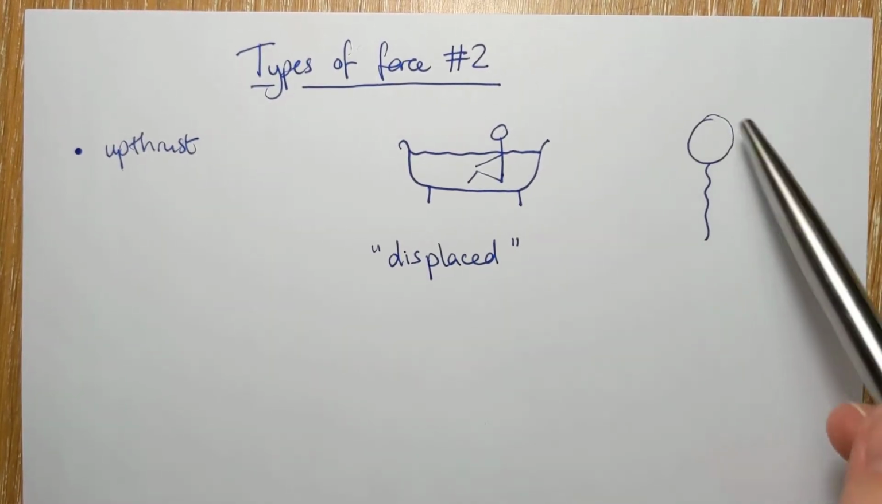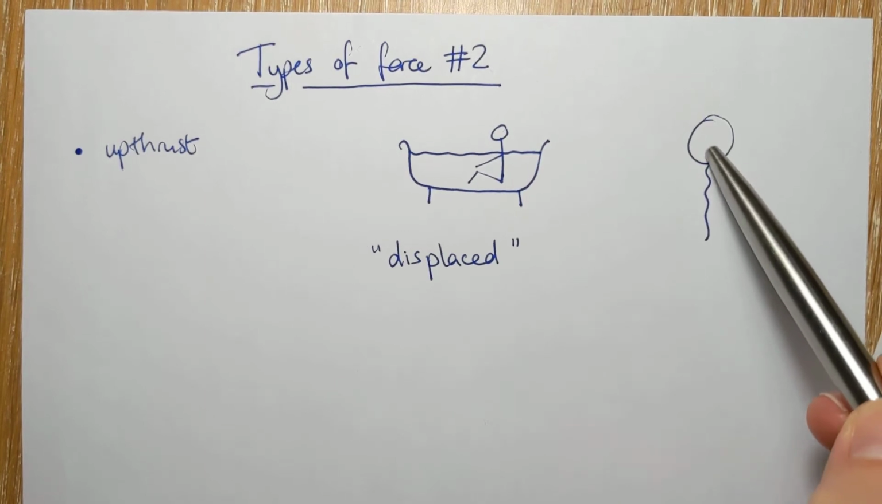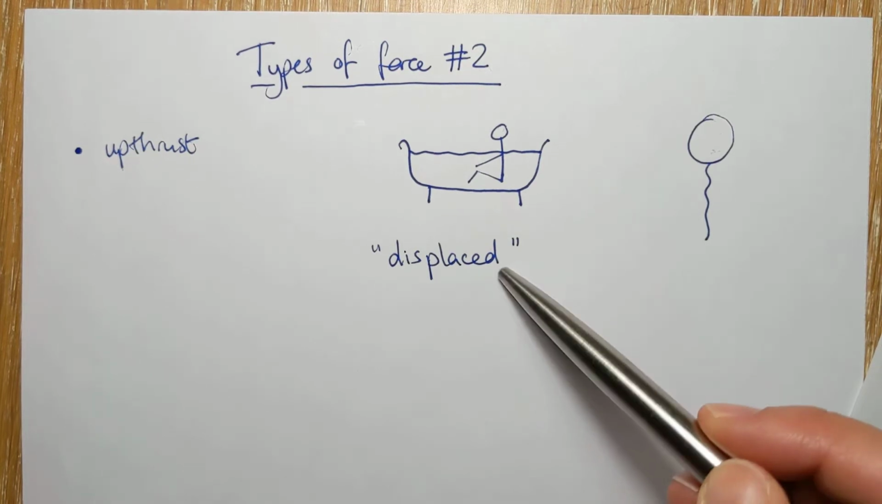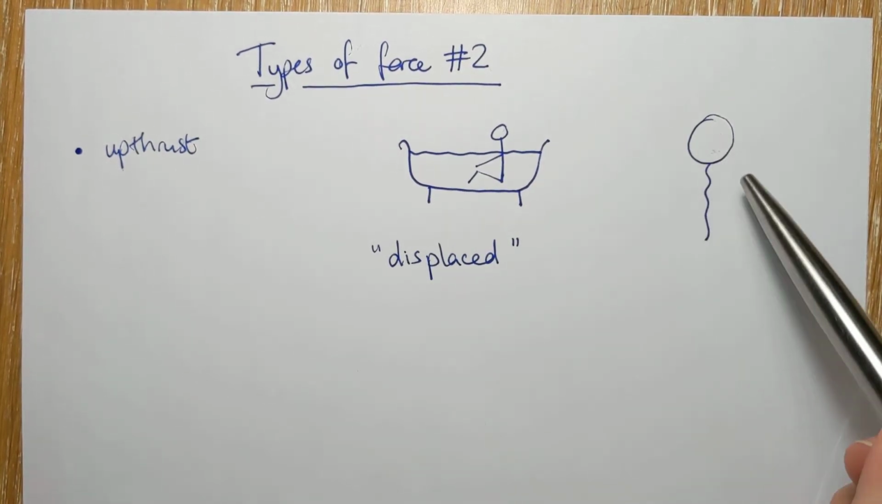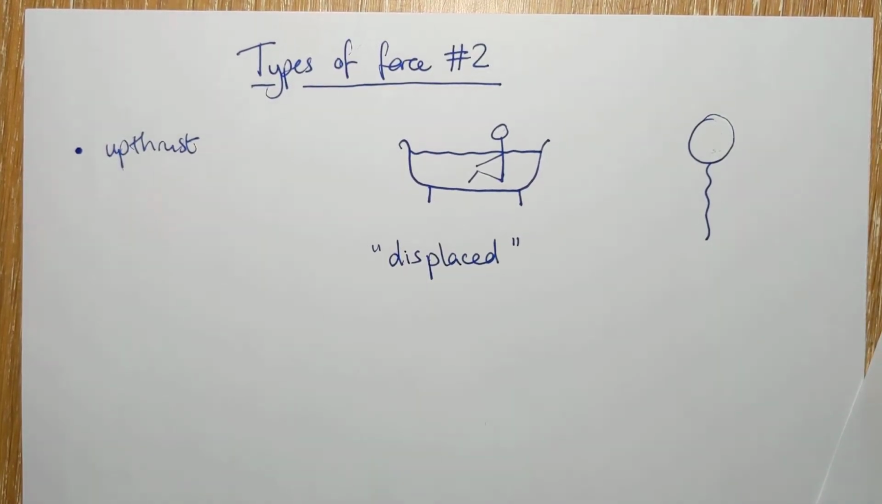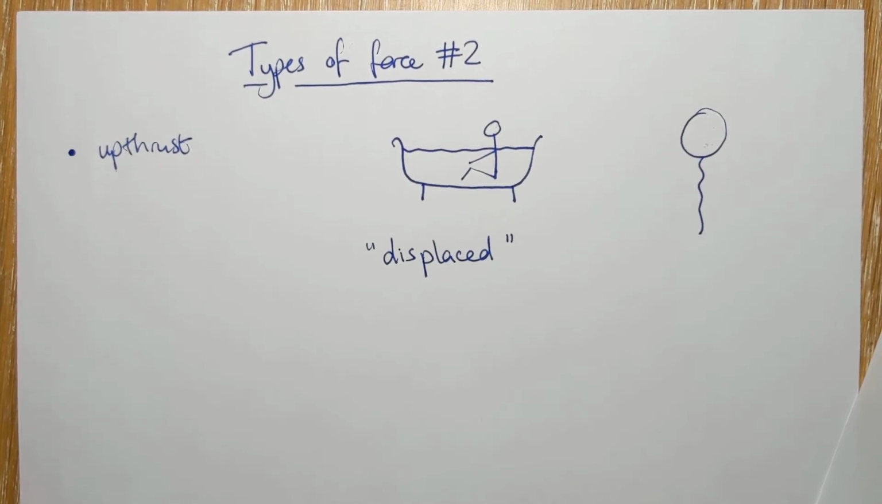Similarly, if you have a helium balloon, the air that used to be here has had to get out of the way to make space for the balloon. The balloon has displaced the air, and so the air exerts an upthrust force on the balloon. All the upthrust forces you will deal with at A level will be upwards. If you want to get an upthrust force that's not upwards, you've got to really try quite hard, but you can do it if you take a helium balloon in the car with you as you drive around a roundabout.